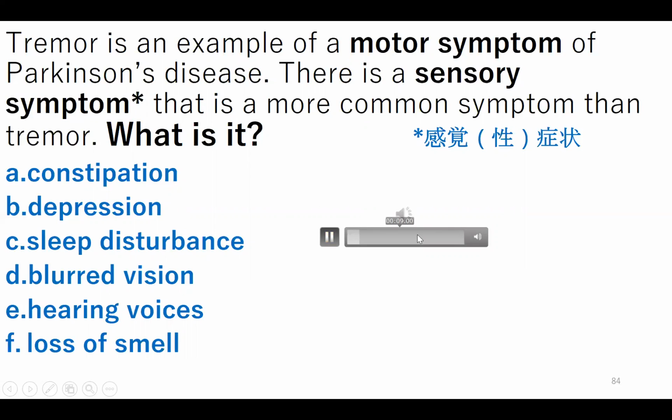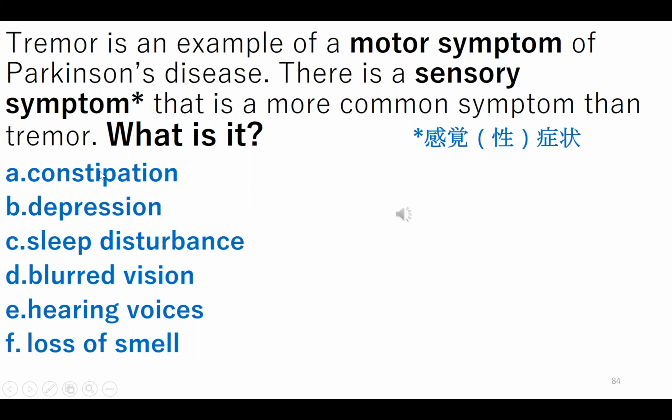I think that most people that get Parkinson's disease have some degree of smell loss. So at the point of diagnosis, maybe 70% have lost their sense of smell. And later on in the disease, that figure's more like 90%.